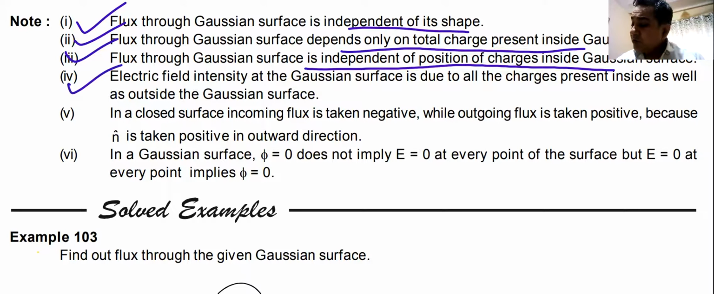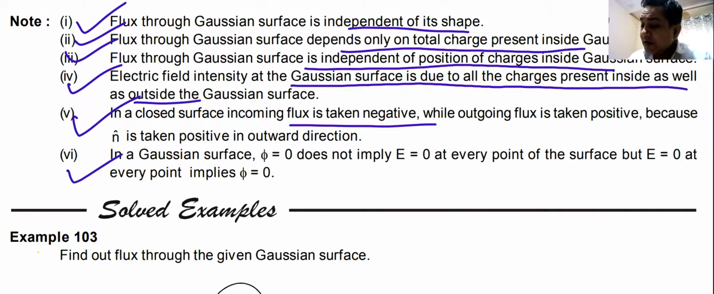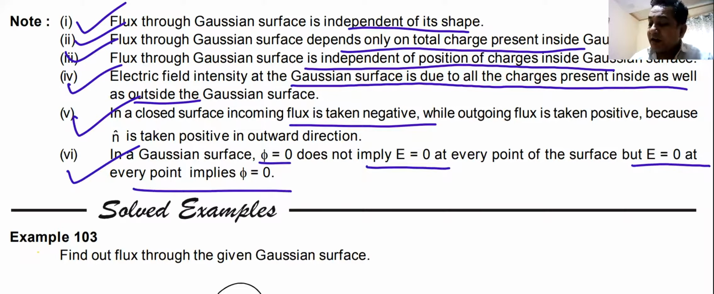Electric field at the Gaussian surface is due to all the charges present inside as well as outside. So whenever you're finding electric field using Gauss law, that electric field is due to all the charges, not only the charges inside but also the charges outside. In a closed surface, incoming flux is negative, outgoing flux is positive. If in a Gaussian surface flux is zero, that does not mean that electric field is zero. But if electric field is zero, that will mean that the flux is zero. If the flux is zero, that only means that the net charge is zero. It may not mean that the electric field is zero, but if electric field is zero, there are no field lines, so there will not be any flux.